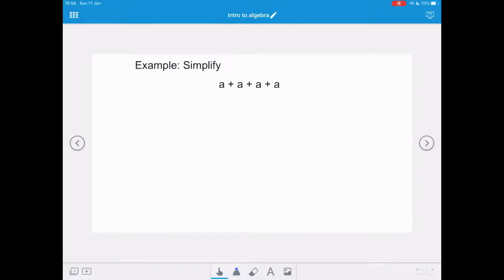So in our first example, we want to simplify a plus a plus a plus a. So we want to collect all of those a's, which are our like terms, together. So we know our simplified expression is going to be in terms of a, and we have 4 of them, so our answer is going to be 4a. Now the coefficient must go in front of the variable or letter, so it must be 4a. It is not a4. That is incorrect.